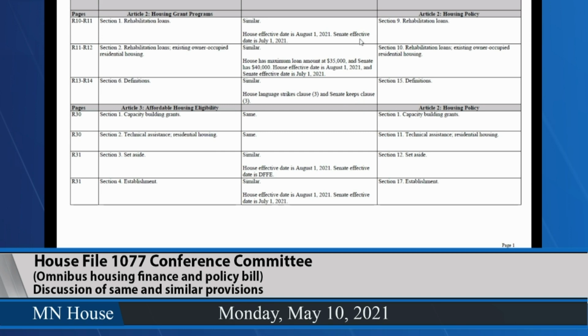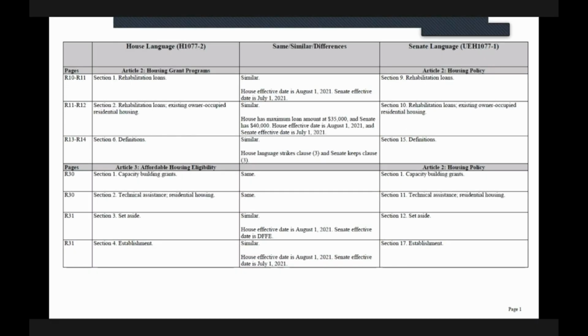Please continue, Ms. Griffin. Thank you, Madam Chair. So moving on to the third line here under Article 2 of the House and Senate. We're moving on to pages R13 to R14 in the side-by-side if you're following along. This is section 6 in the House language, section 15 in the Senate. The language is similar. Quite a bit of the language is the same, or with the amendments are the same between the House and the Senate.